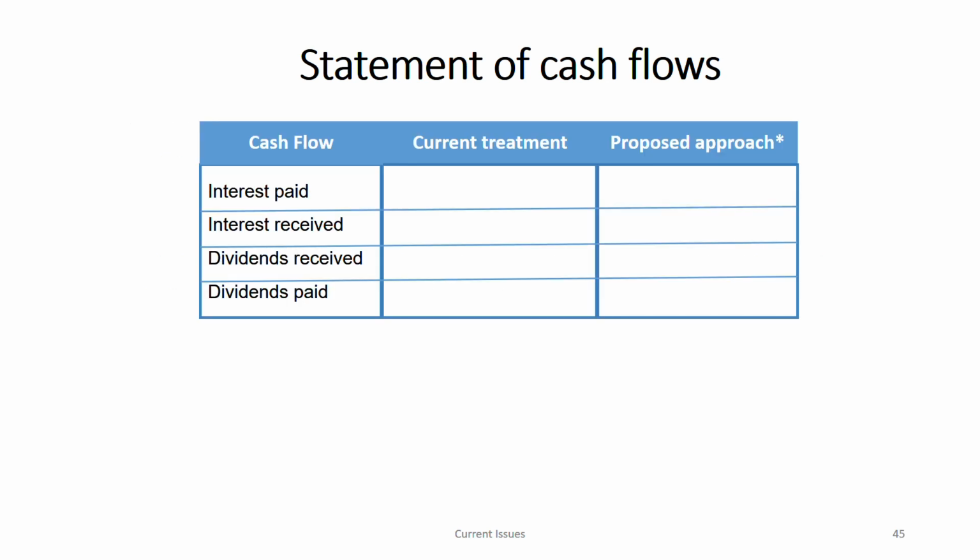So this table, if you understand it, you have understood everything about the statement of cash flow. These are the 4 areas where there were choices, not all the items in the statement of cash flow, only these 4 areas. Interest paid: the current treatment is that it could come under operating or financing. Remember, under operating activity we used to deduct it, and under financing we might also deduct it, because interest is a finance expense. But now the proposed approach is financing only.